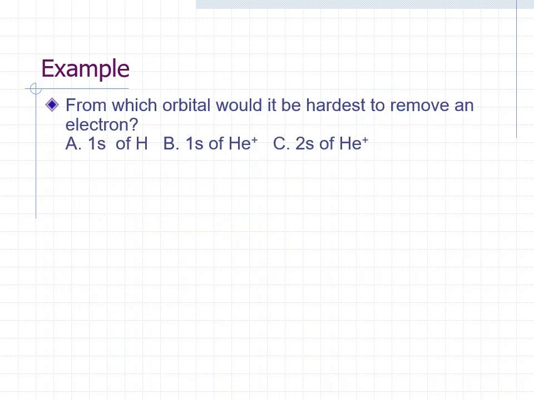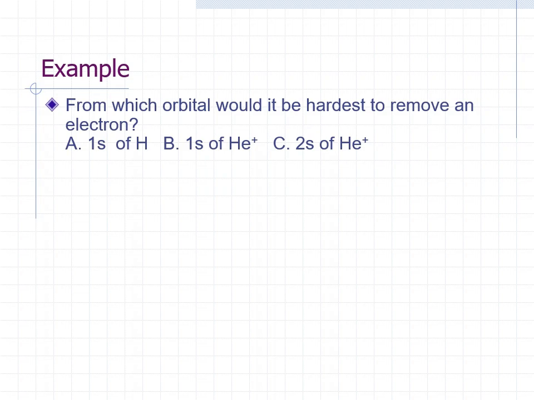From which of these orbitals would it be hardest to remove an electron? The 1s orbital of a hydrogen atom, the 1s orbital of a hydrogenic helium ion, or the 2s orbital of a hydrogenic helium ion? To answer this question, we compare the ionization energies. The electron will be harder to remove from an orbital that corresponds to a higher ionization energy.